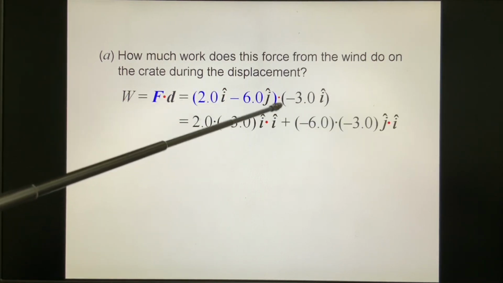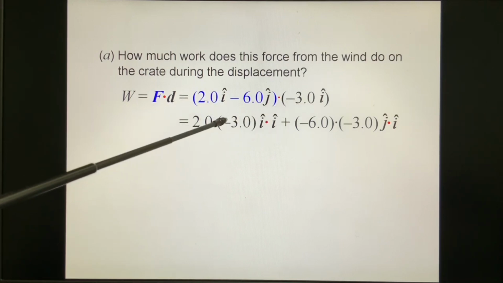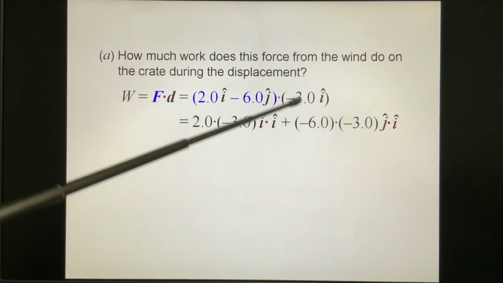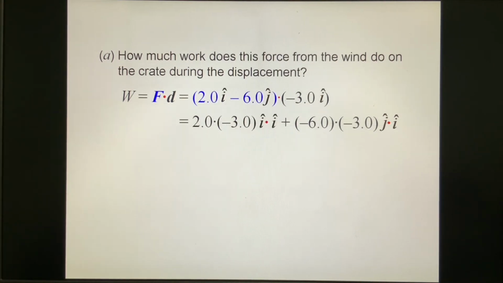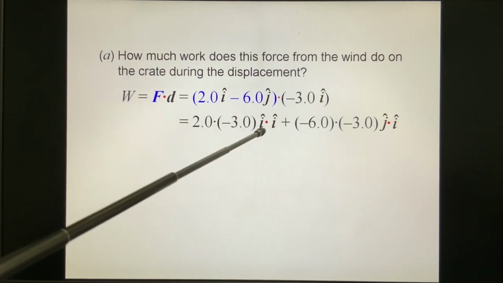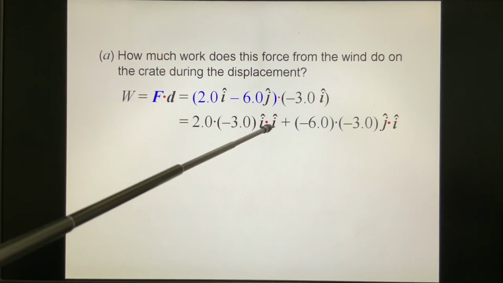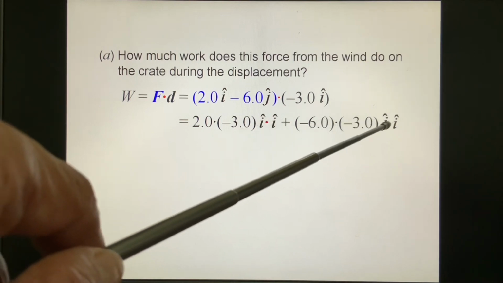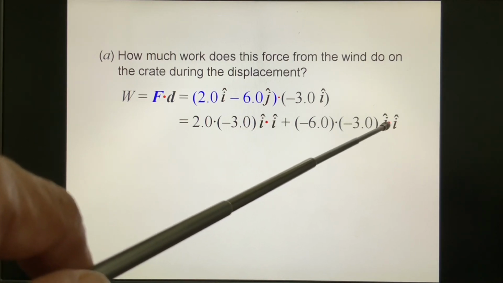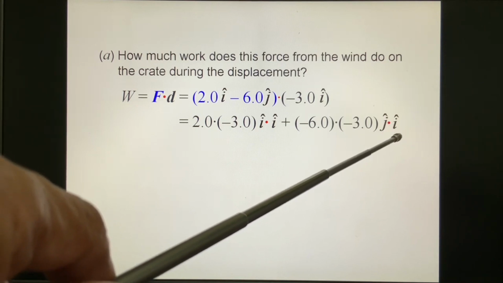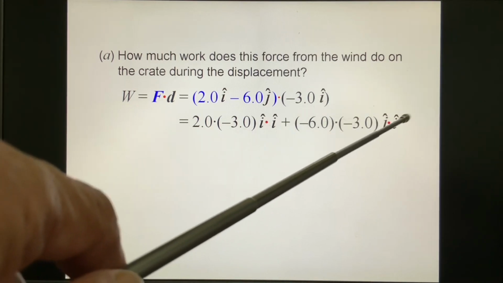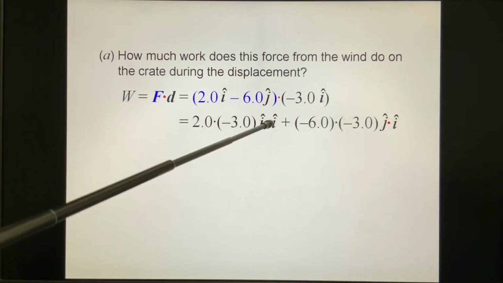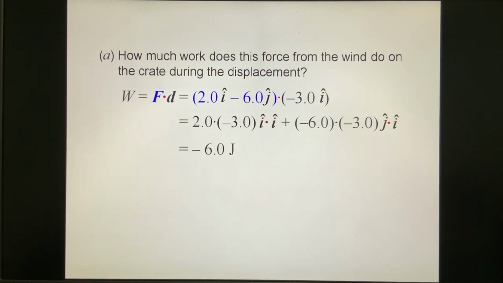2.0 times minus 3.0, i dot i, minus 6.0 times minus 3.0, j dot i. We know i dot i is 1 times 1 times cosine 0, which is 1. j dot i, they are perpendicular, equal to 1 times 1 times cosine 90 degrees, which is 0. So this term is 0 because j dot i is 0, and we get i dot i equal to 1. We get minus 6.0 joules.